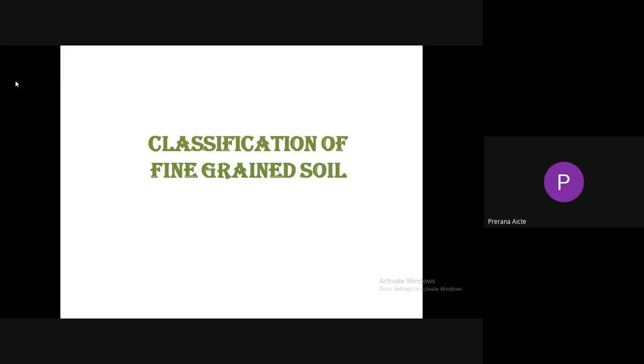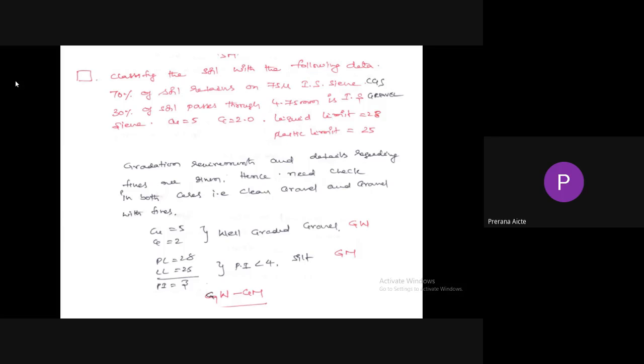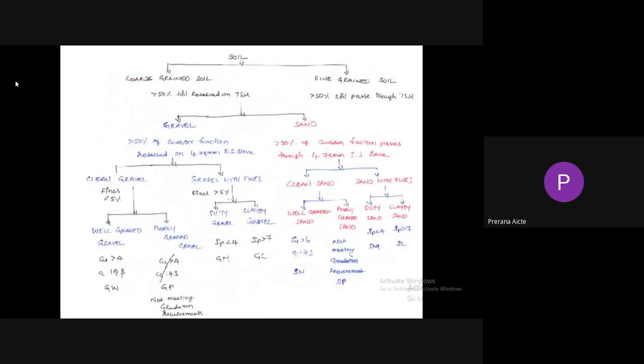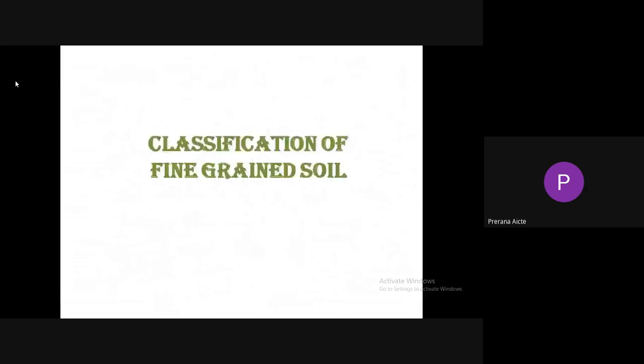So this is about classification of coarse grained soil. Now I am taking the second one, classification of fine grained soil. When is the soil classified as fine grained soil? When more than 50% of soil passes through 75 micron IS sieve. So already I have discussed here. If more than 50% of soil passes through 75 micron IS sieve, then the soil is classified as fine grained soil.